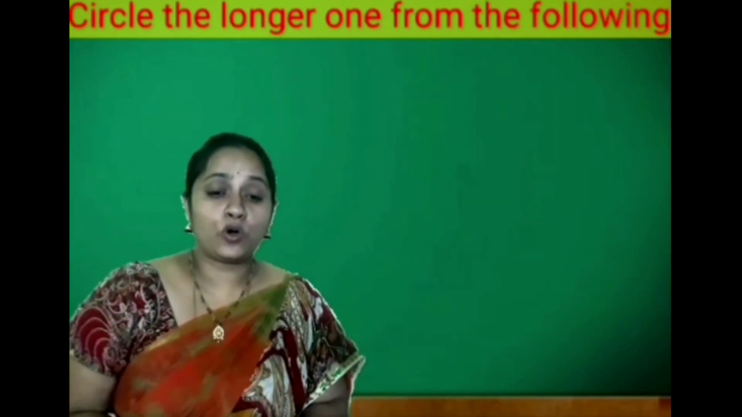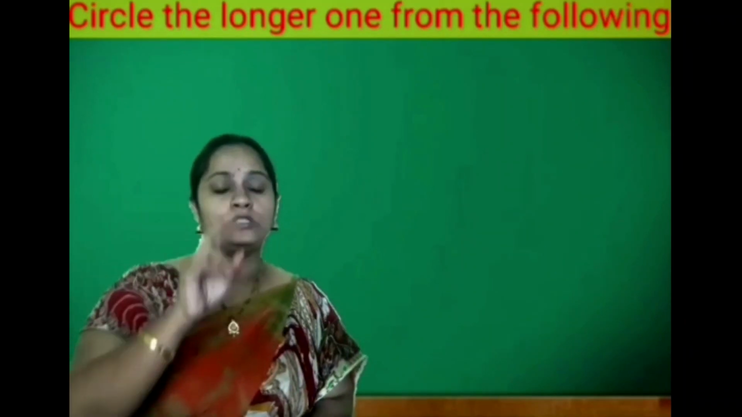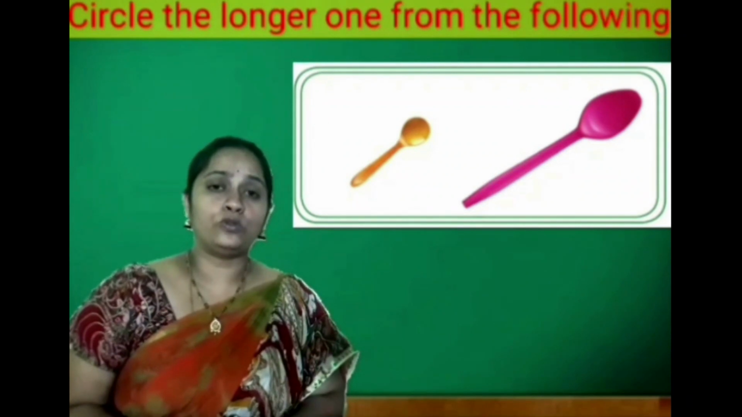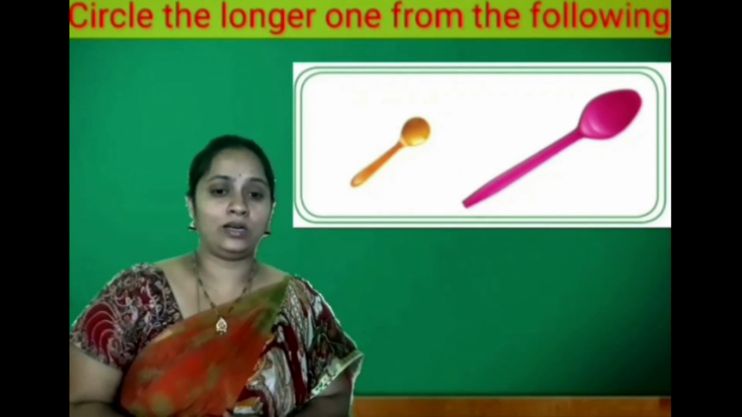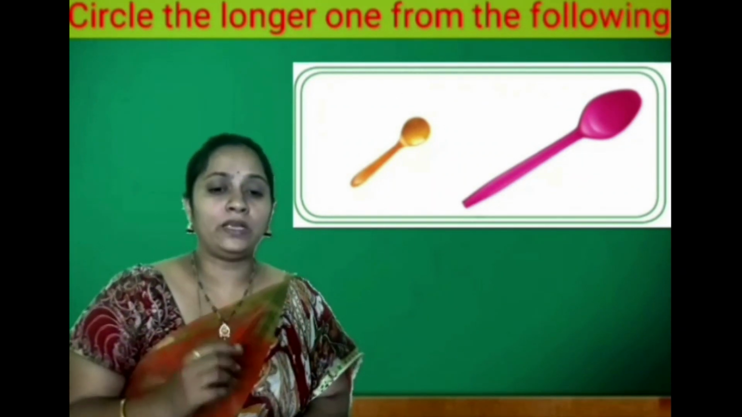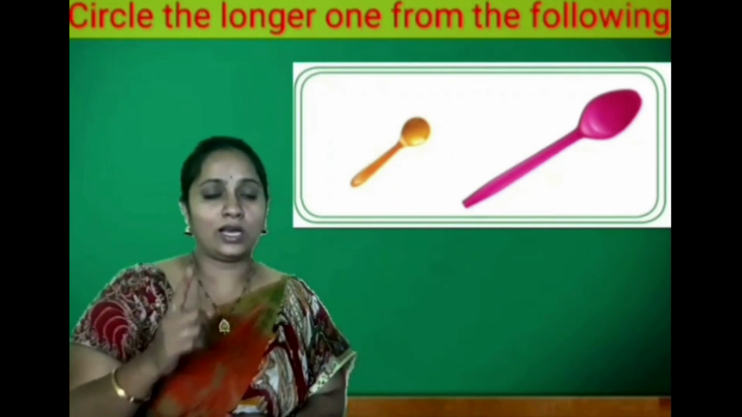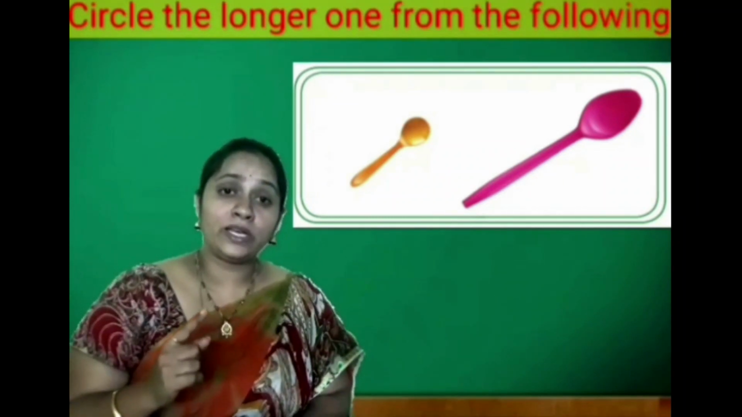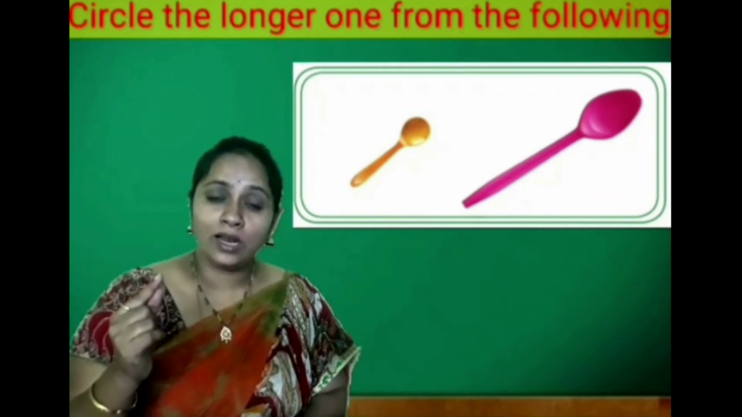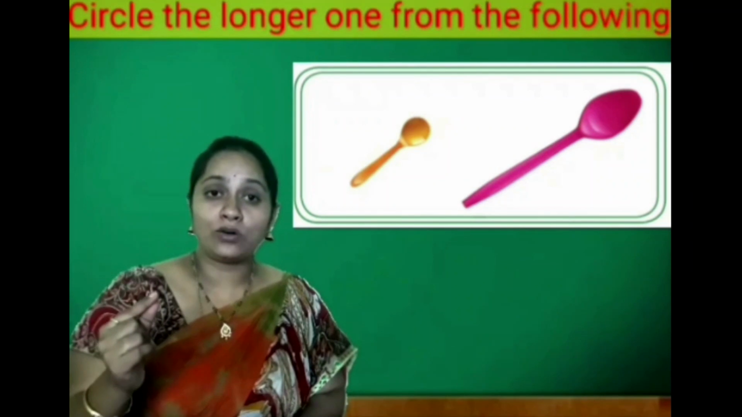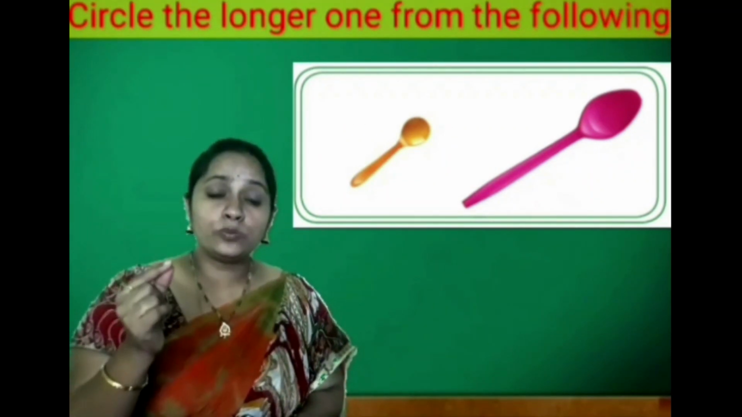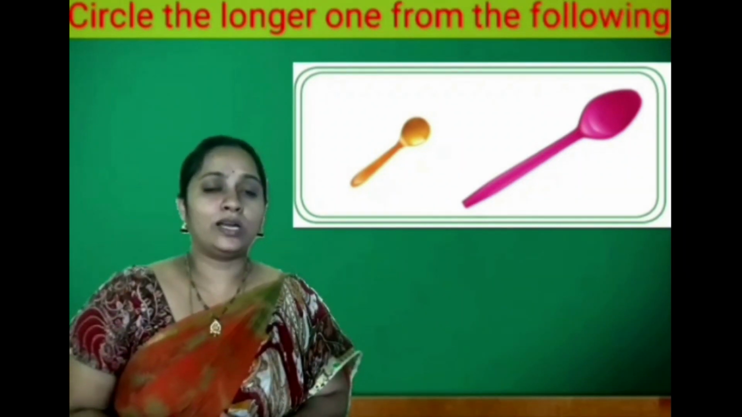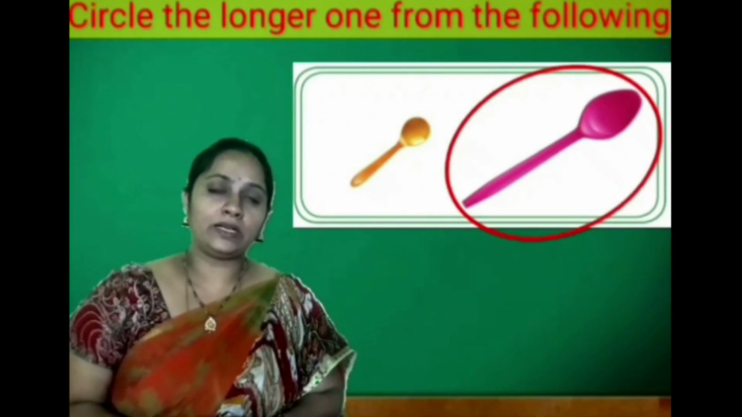Now, coming to the next box. Here we have two spoons. How many spoons? Two spoons. In these two spoons, the first one is yellow and the second one is pink. According to the statement, which object do we have to circle? Yes, the longer one we have to circle. In these two spoons, which one is longer? The pink spoon is longer. So we have to circle the pink spoon.